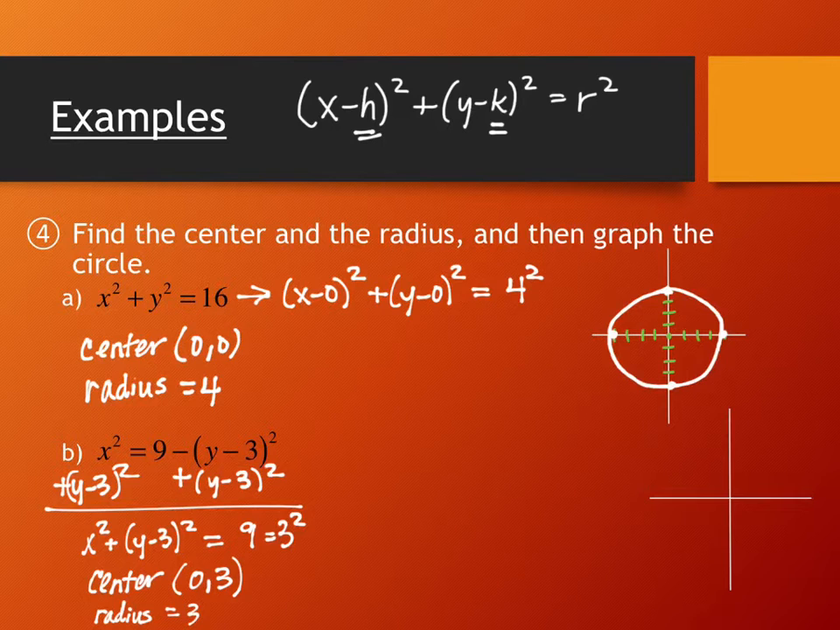So over on my picture, I'm going to count out to the center 0, 3. Remember, x is first, y is second. So x measures how far left and right I go. So I'm not going to go anywhere because it says 0. So I'm going to stay right there in the middle on the origin. And then the 3 on the y value says I'm going to go up 3. So my center is actually right here. And then my radius being 3 means I go out 3 in each direction.